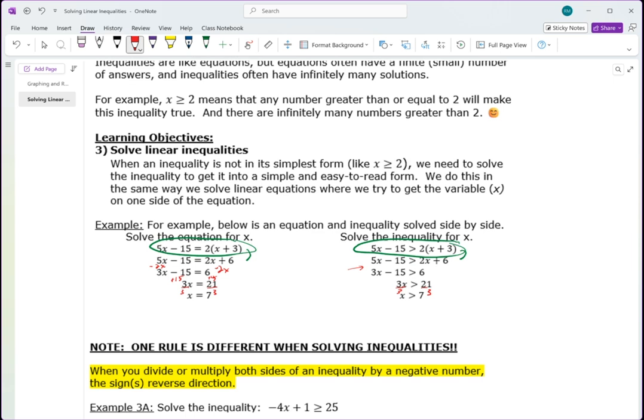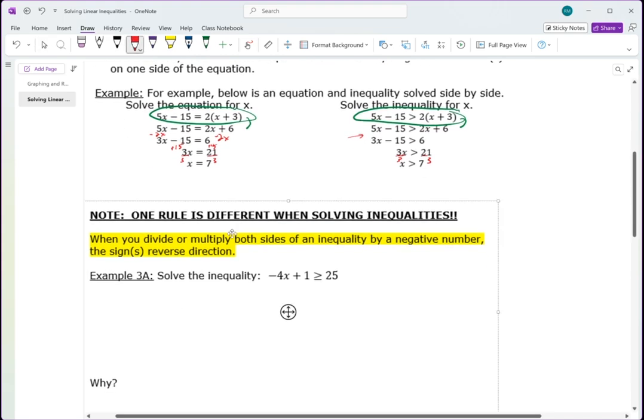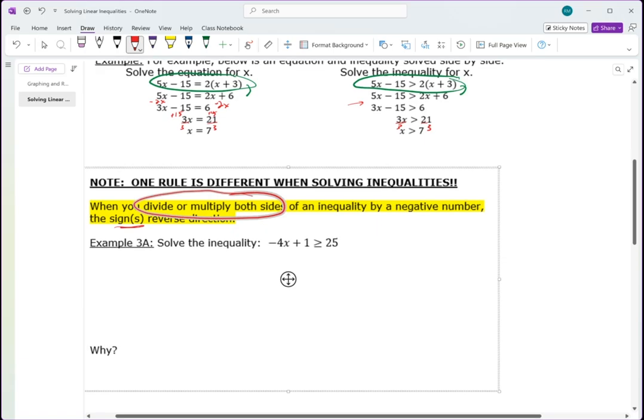So the technique is the exact same as when we solve a linear equation, except there's one rule that is different. And that is if we multiply or divide both sides of an inequality by a negative, then the sign flips. So let's just show you what that is, and then I'll show you why that is.